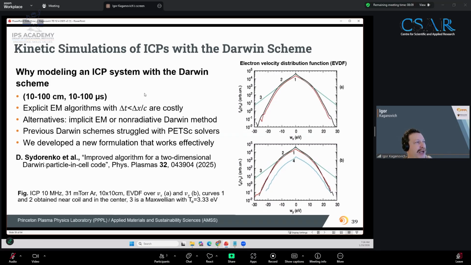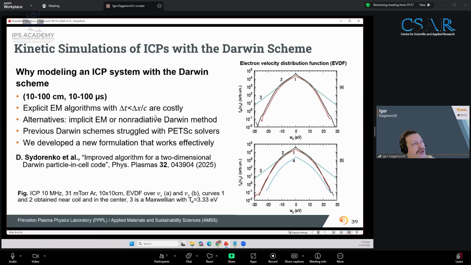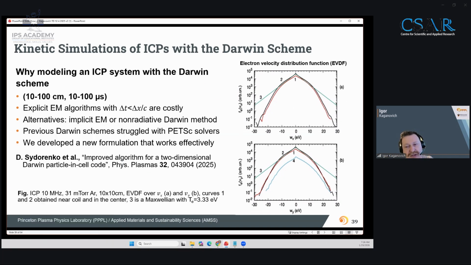For that, you need electromagnetics. If you do it straightforwardly using an explicit E and B scheme, you're very limited by the time step, so it doesn't work. You have to remove radiation so you can really increase the time step, and that's what was done in our recent paper. We upgraded the code, and with that we can simulate the distribution function, and you can see some kind of big loss cone in the distribution function, and you can understand that.